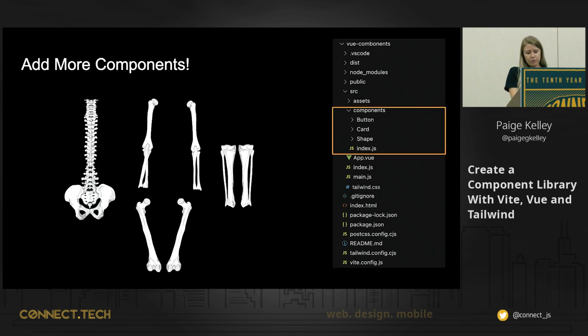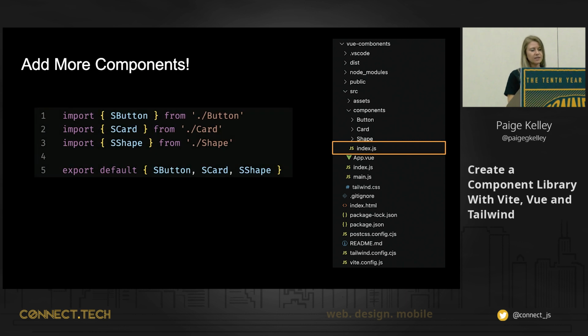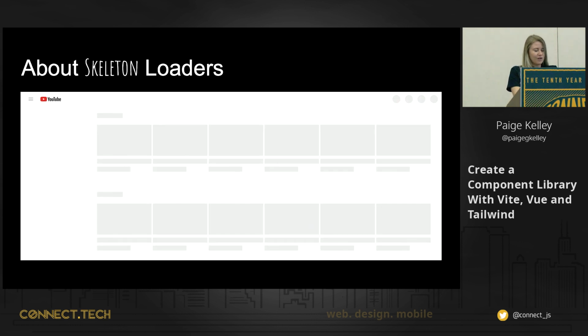Now you can see if you look in the components folder, I've added in a card skeleton loader and a shape skeleton loader. I'm not going to go through all the code for that because it's exactly the same as the button right now. But I will open up my index.js. And now you can see we have a few more components. We're starting to have more of a component library. That's pretty exciting. It's almost time to design our components.